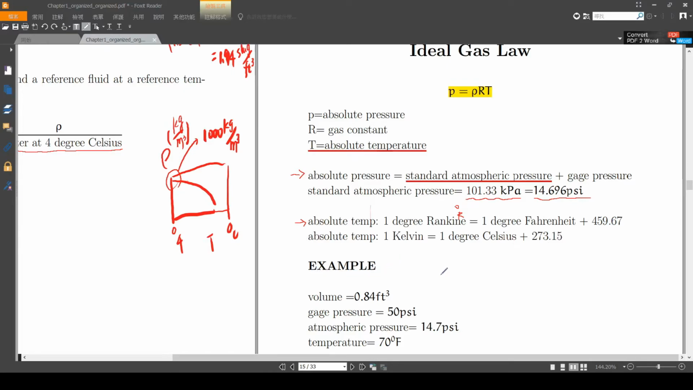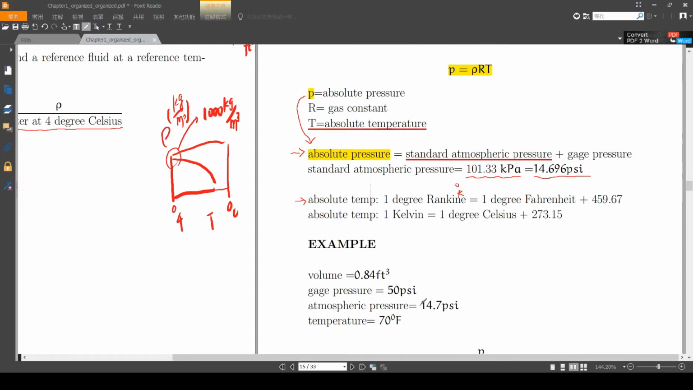So if we want to calculate the absolute pressure here, P is the absolute pressure. I will just link them to the absolute pressure formula. Then you just put all the conditions in it. We got the volume equal to 0.84 cubic foot. Gauge pressure is equal to 15 psi. So this example is in the BG system, the BG units, okay?